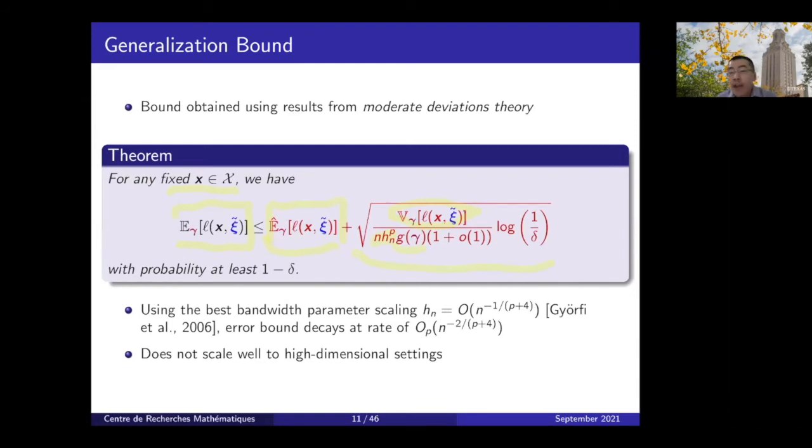And here we observe that as expected, the error is large when the variance is large at x. And similarly, the bound is going to be loose when we have few samples. And then the bound is going to be large when the marginal density g is small at the side information gamma, meaning that the covariate gamma is rarely observed.